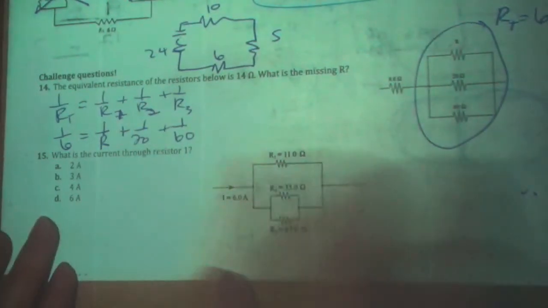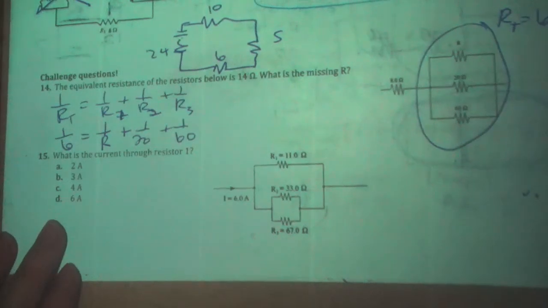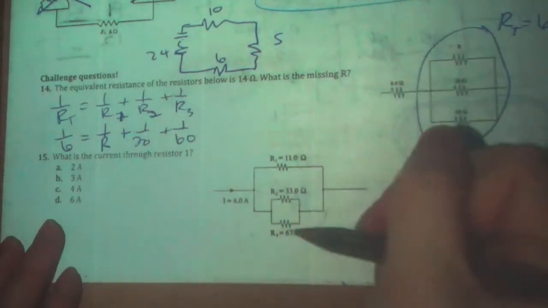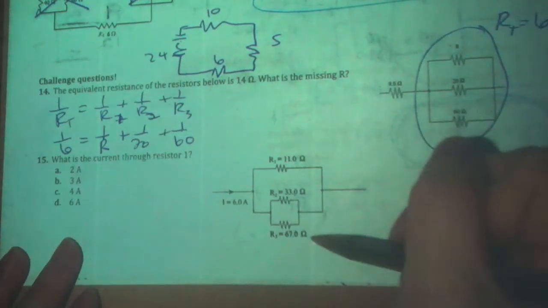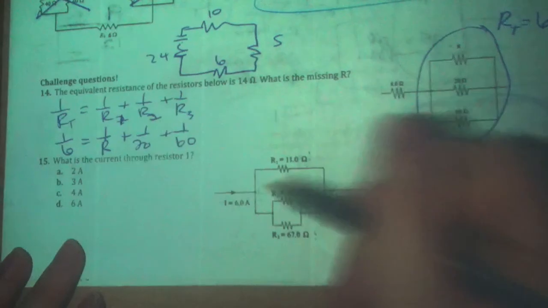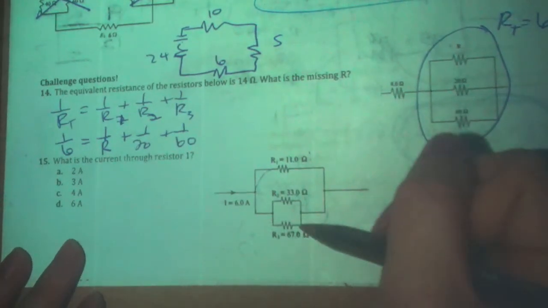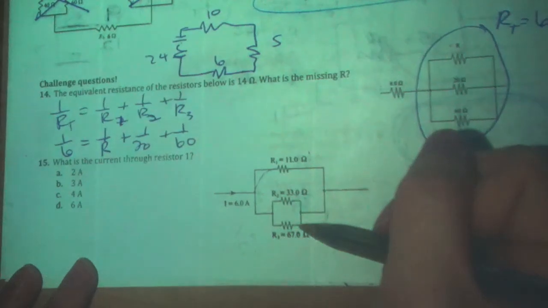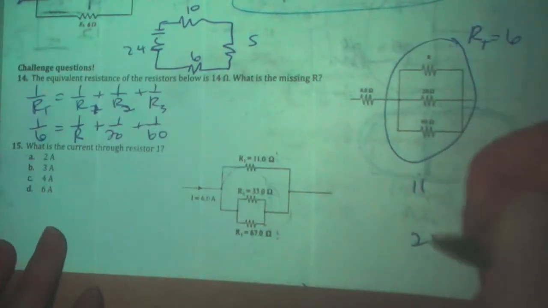Here, the current through resistor 1. So how did I do this? These are all 3 in parallel with each other. This one has 3 times the resistance. This one has 6 times the resistance of the first one. So this is going to get most of the current, and then some here, and this is going to get the least. What's actually going to happen, so I replace this one, you get like 11 and 22, like this, if you replace these two in parallel.